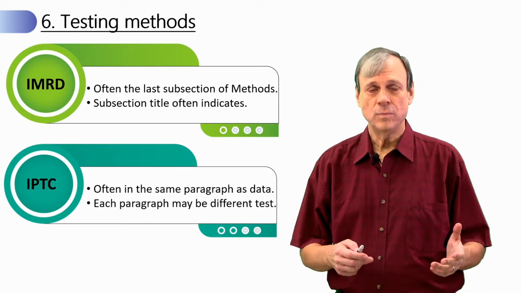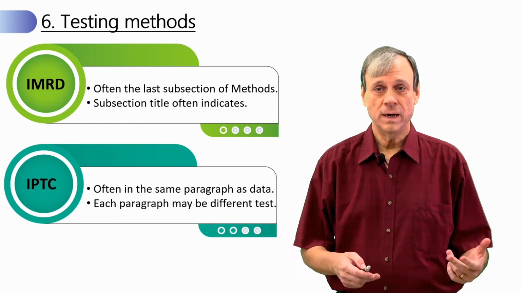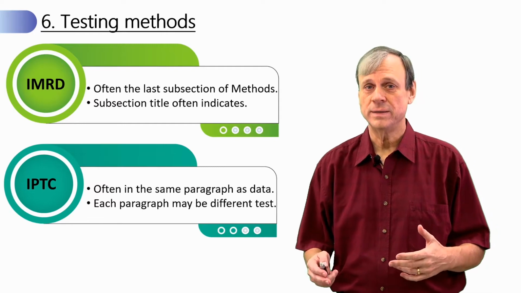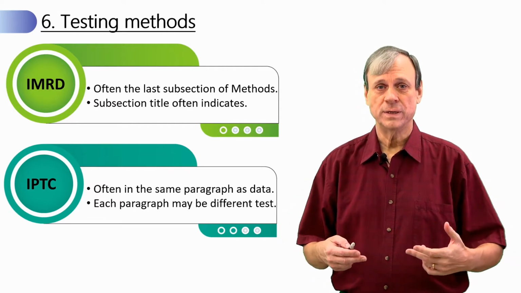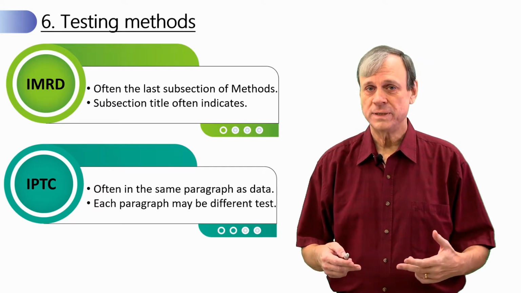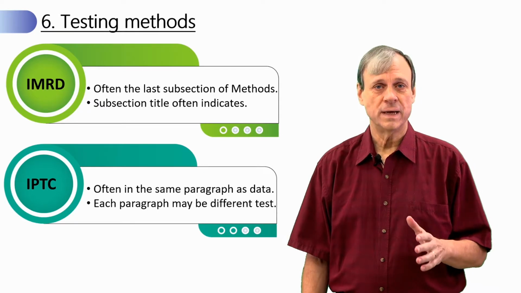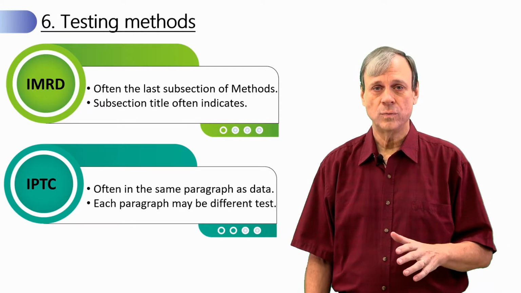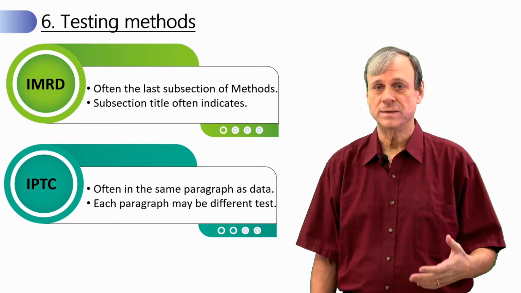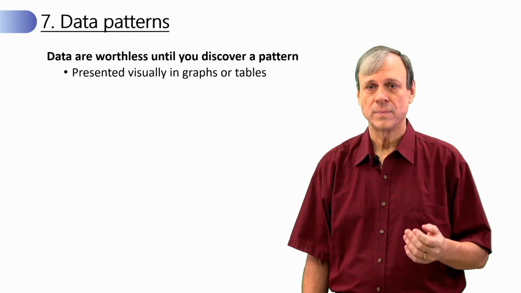Now remember that one of the things you may find is the testing methods. In IMRD, usually those are found in the last subsection of the methods, and often will be indicated by the title of the subsection. But in IPTC, frequently the testing methods are found in the testing division along with the results, and frequently in the same paragraph as the data and other components that we'll be looking at.